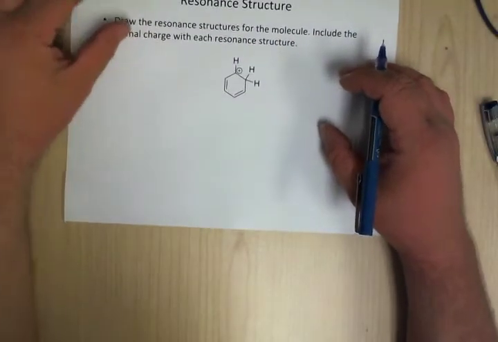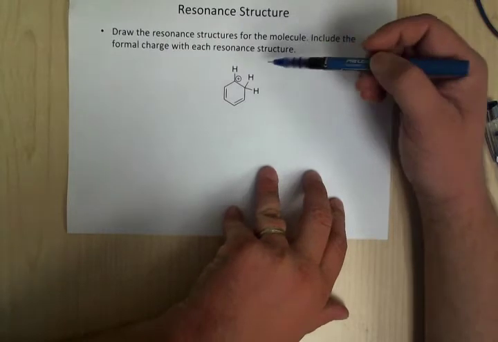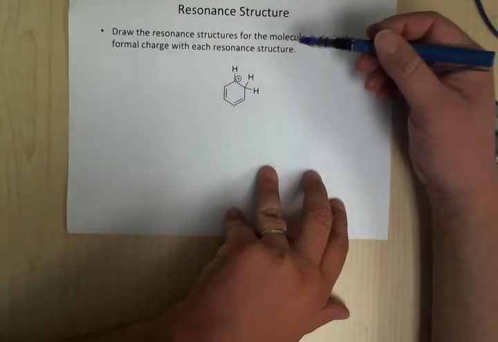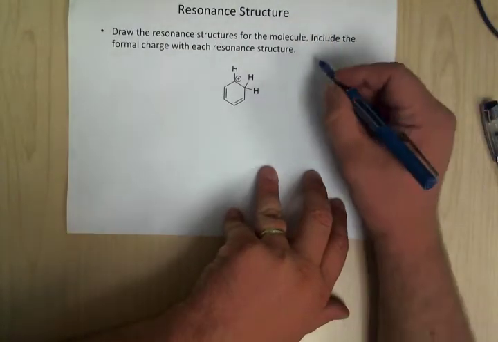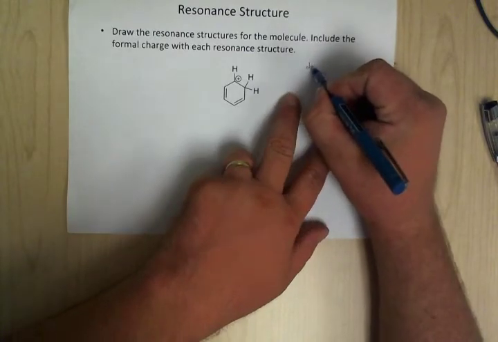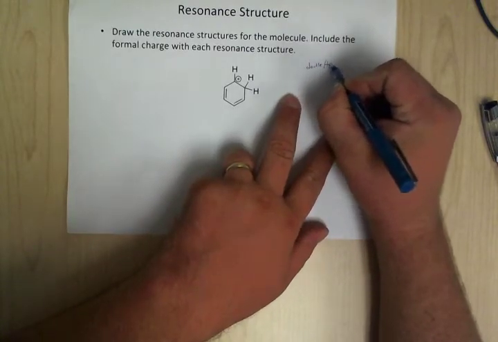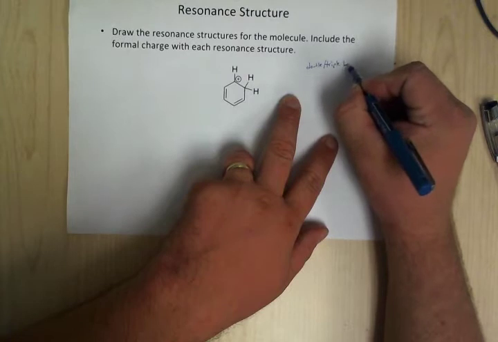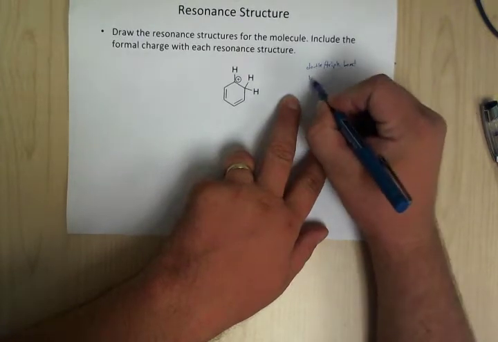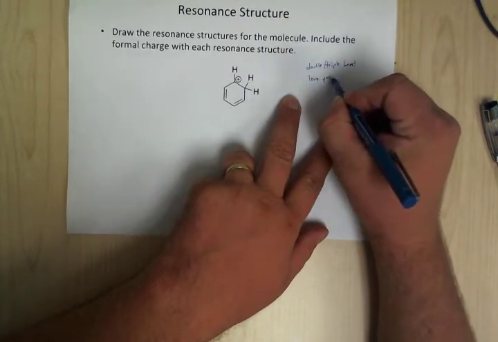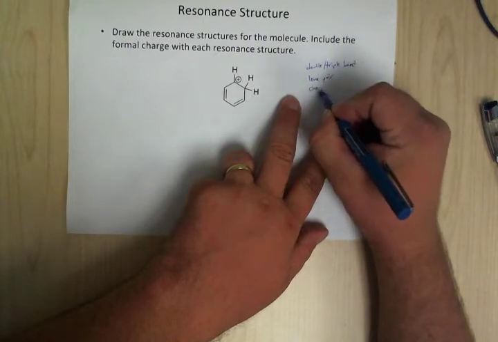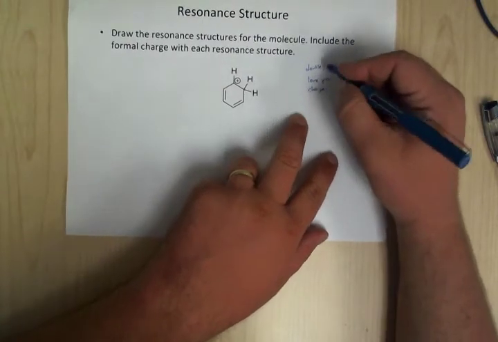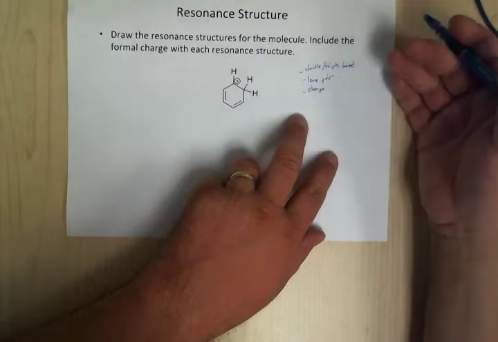For this one here, for the resonance structures, what do you need to be able to participate in the resonance structure? You need either part of a double bond, double or triple bond, triple bond will work too, or a lone pair, or it needs a charge. If it has any of these 3 things, then it can participate.